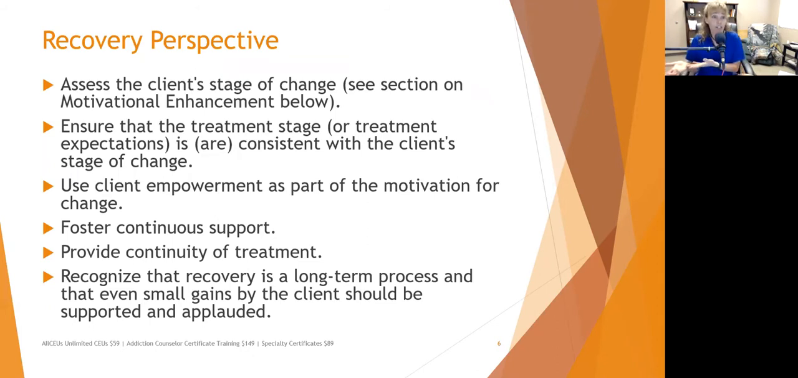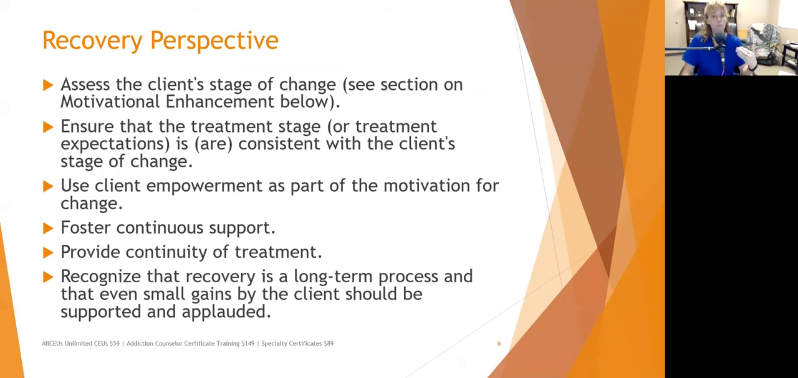So why are they going to do those activities? If they're in pre-contemplation, we need to have them doing activities that can help them develop discrepancy between how they define a rich and meaningful life and what they're currently doing. We want to use client empowerment as part of the motivation for change. We want to help them see how they can achieve their goals. This is not about doing what I want them to do. This is about helping them do what they want to do to have a rich and meaningful life.